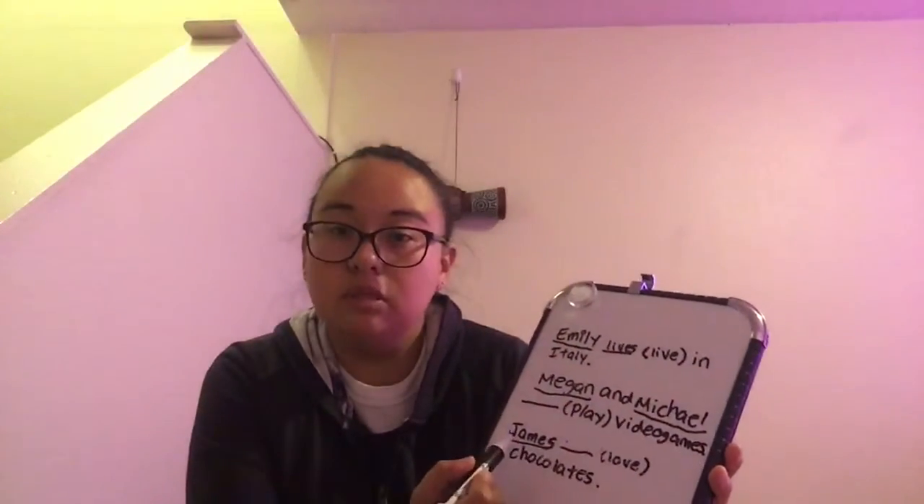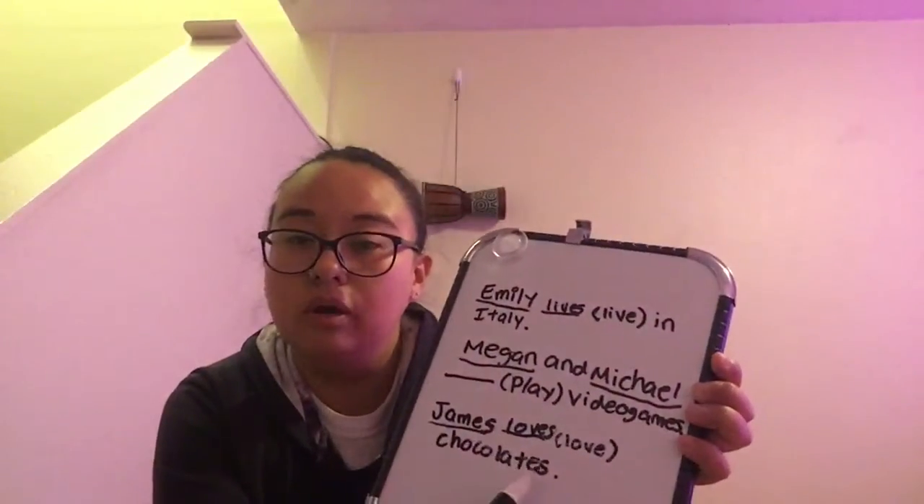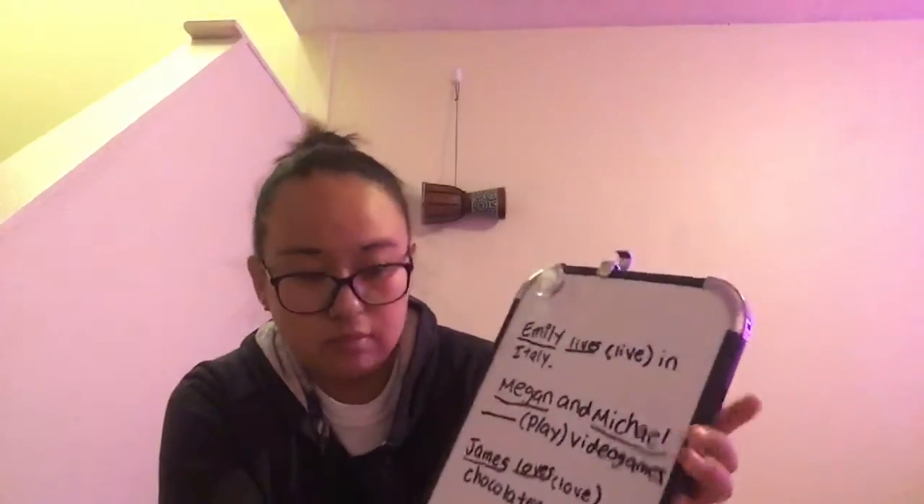So we have James, just one person, a third person. So we just add an S at the end, and that's the correct way to do it. So it's going to be James loves chocolates, and they are all correct. If you have it the same as me, that means that you learned easily. And if you have more questions, go back to the video and see the rules of this present simple.